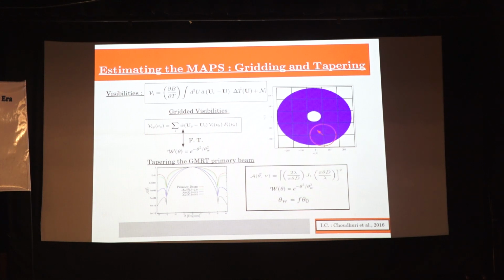So this is the expression for the GMRT primary beam pattern, and we see that this theta W square is defined as f times theta naught, where theta naught is 0.6 times the full width at half maximum, and f is the parameter which controls the tapering in the estimator. So as we decrease the value of f, we see that the side lobes are getting suppressed more and more.